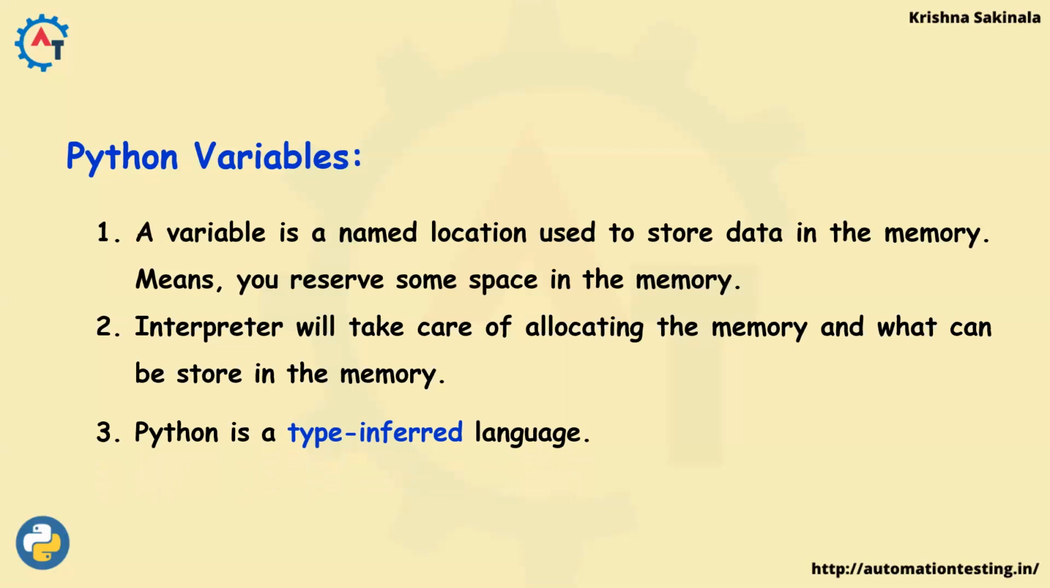So there is no need to mention whether the value you are giving is an integer or a string or a boolean. No need to explicitly mention that. Python automatically detects it from the information you provided. By looking at that, it will understand, okay, this is a string, this is an integer, this is a boolean. That is one of the advantages.